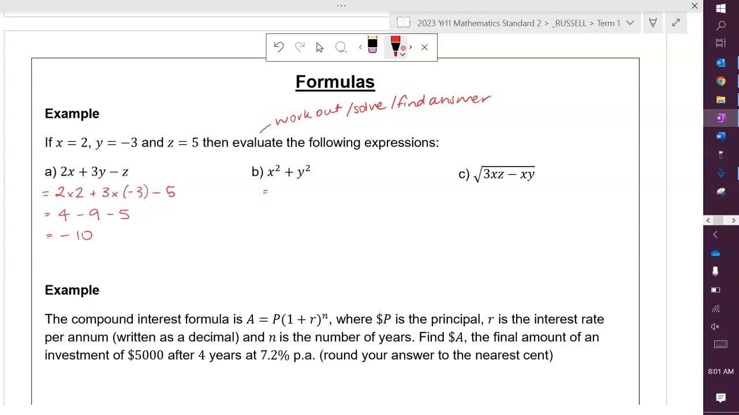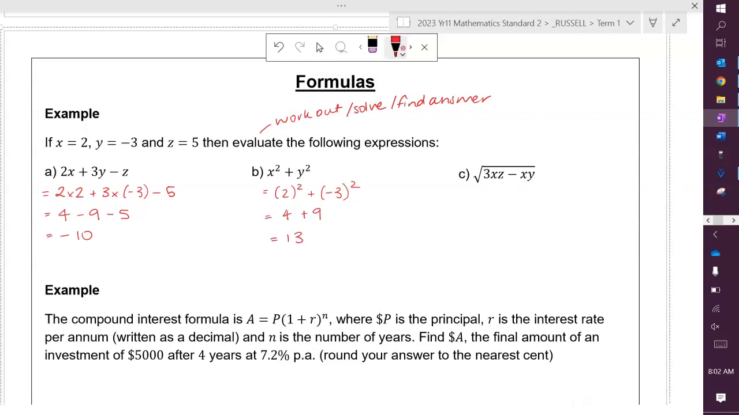In this one, I have x squared, so x is 2, so 2 squared plus y is also squared, so -3 squared. Now, I've specifically put that -3 into brackets because we need to remember when we square that number, I have to make sure I square the -3 and not just the 3. So 2 squared is 4, -3 squared is 9, so plus 9, which gives us 13.